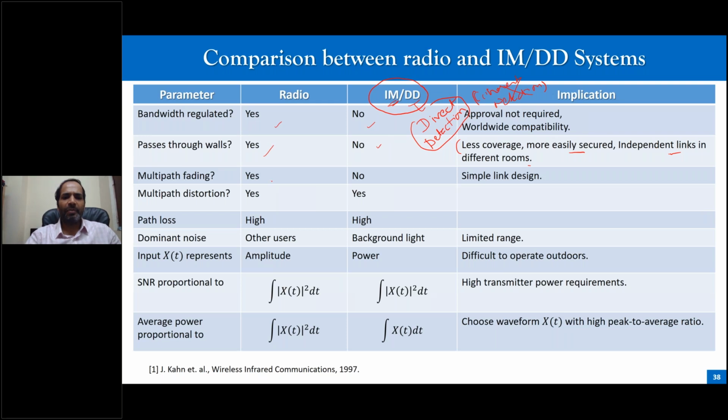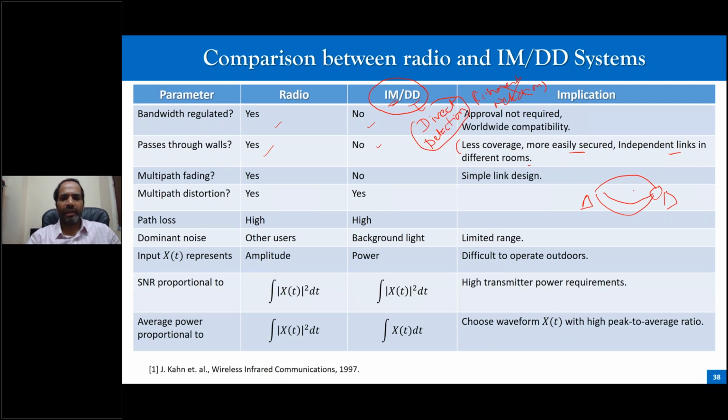You must have seen multipath fading. That's a common phenomenon that happens in radio systems. We can understand it like this: you have a transmitter and a receiver, and the signal from the transmitter reaches the receiver through several paths, and the signals can get constructive and destructive interference and so on. So you have fading. You can have either very little power received or very high power received.